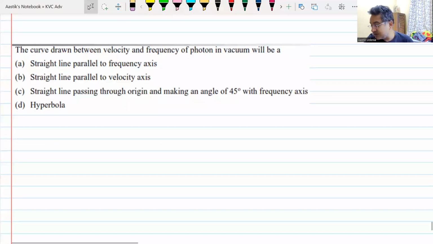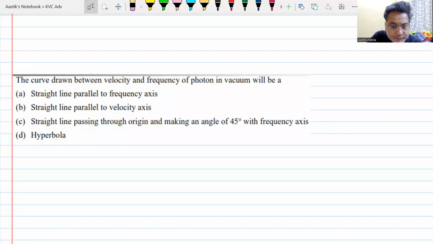This is the next one. A curve drawn between velocity and frequency of a photon in vacuum will be. What is the answer for this one? Sir, option D. The curve drawn between velocity and frequency of photon.